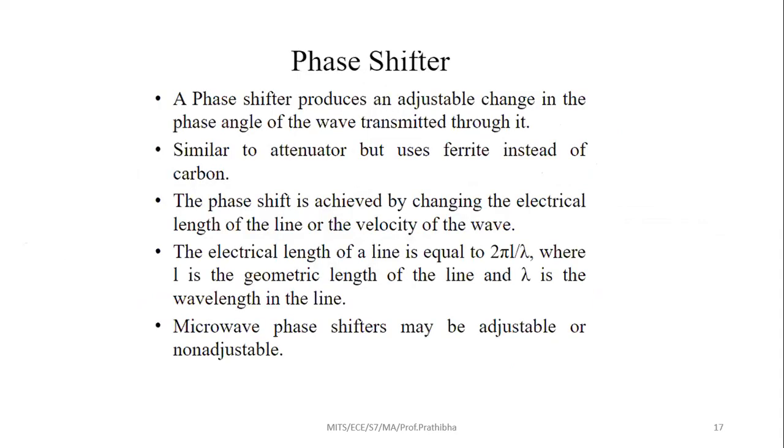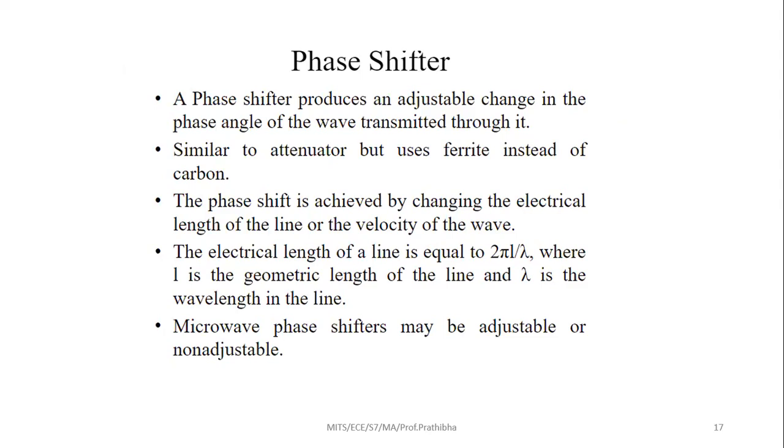Then we have something called a phase shifter, which I wanted all of you to know, because I'm going to give you some work for Monday. One single question I'm going to give, and I want you to explain what a phase shifter is, because I want all of you to think about this. As the name suggests, it gives you a 180-degree phase shift. A phase shifter produces an adjustable change in the phase angle. So I can have a 180-degree phase shift of my wave using a phase shifter.